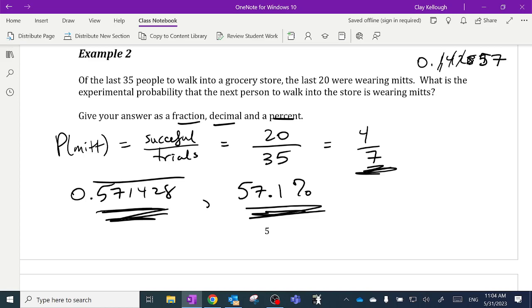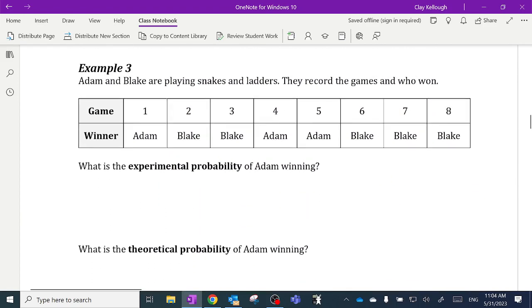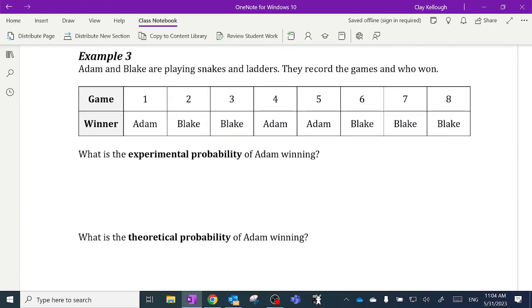Okay, so that's example 2, the grocery store. Example 3. Adam and Blake are playing snakes and ladders. They record the games and who won. Game 1 went to Adam. Game 2, Blake. Game 3, Blake. Game 4, Adam. Game 5, Adam. Game 6, Blake. Game 7, Blake. Game 8, Blake. What is the experimental probability that Adam won?